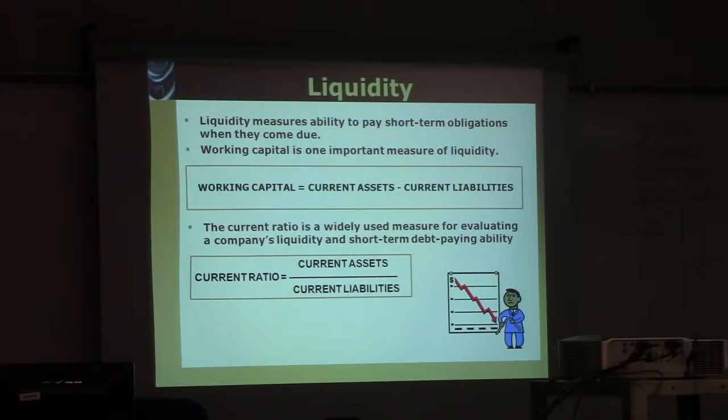So there are two ways to test the liquidity of a company. One is called the working capital, which gives you the dollar amount: current assets minus current liabilities. The answer is a dollar amount. Do you have a positive cash flow or a negative cash flow? Can you pay your immediate loans with the money that is immediately coming in, or can you not? The current ratio would be current assets divided by current liabilities. So this gives you a ratio of the same amounts.